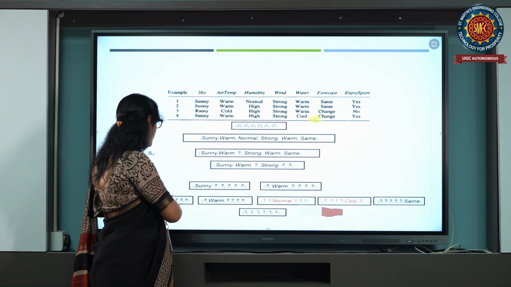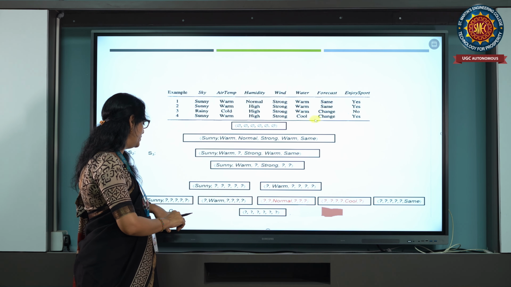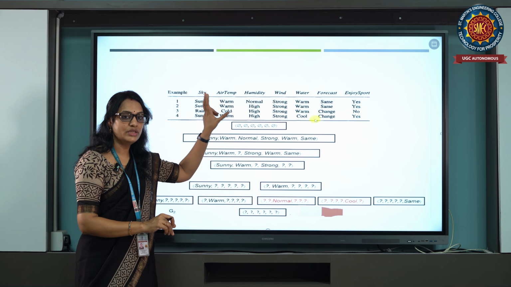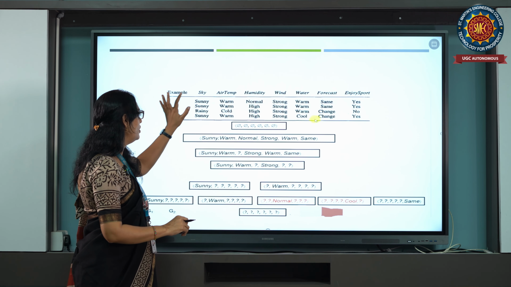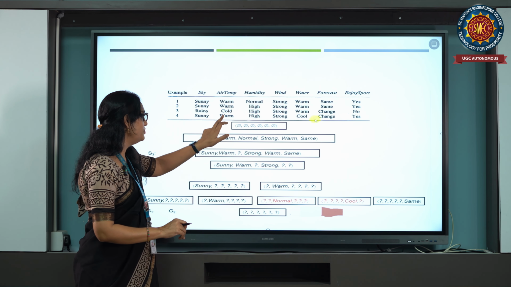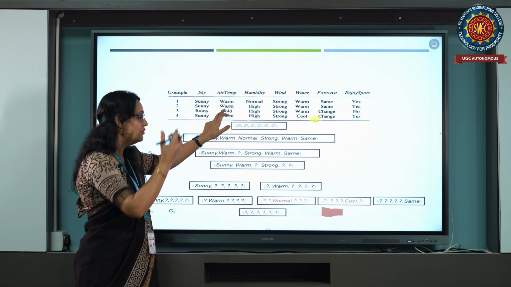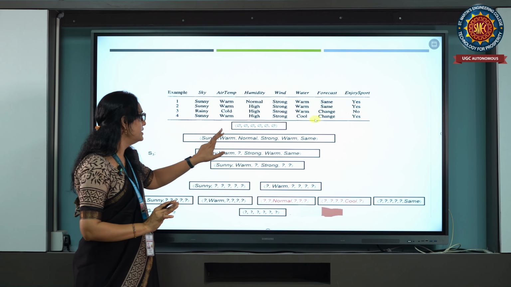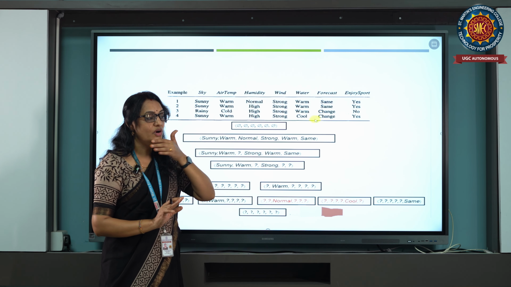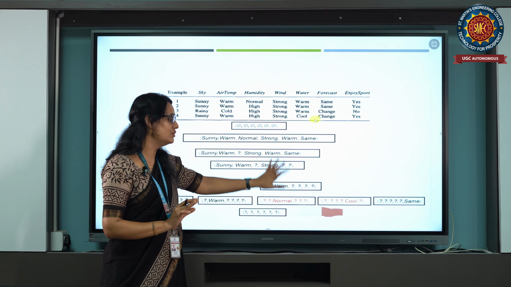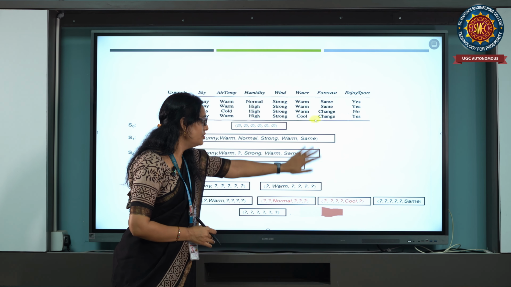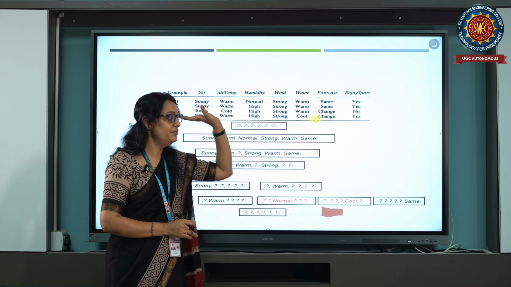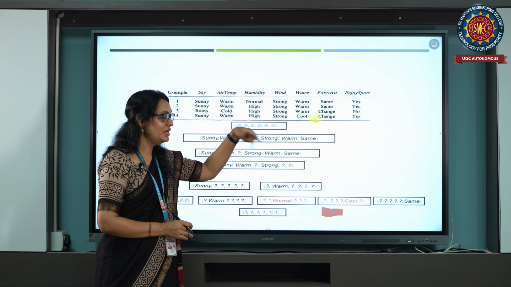So here we have sunny as the first attribute. Take sunny with all the question marks, comparing with all the attributes. The next attribute is cold. What is the opposite of cold here? Warm. So I'm taking warm with all the question marks. Next, the attribute for humidity is high. What is the opposite? Normal, with all question marks. Then what is the opposite of warm here? Cool. So I'm taking cool here. What is the opposite of same? I'm taking change. For the negative example, I'm taking the opposite values.